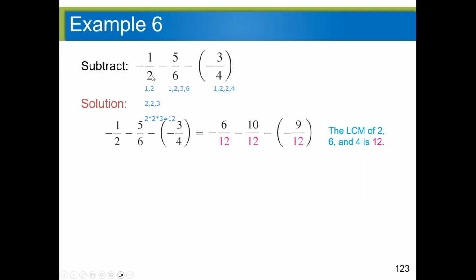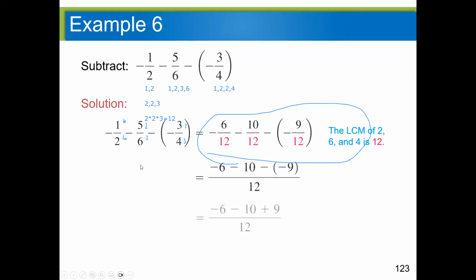And then once you know that, you can multiply all your components to get what you need. 2 goes into 12 6 times, so I need to multiply the top and the bottom here by 6. 6 goes into 12 2 times, so top and bottom by 2. And this is 3 times. That gets me my common denominator, and then it's just minus 6, minus 10, plus 9. Simple math, simple addition. Bam.